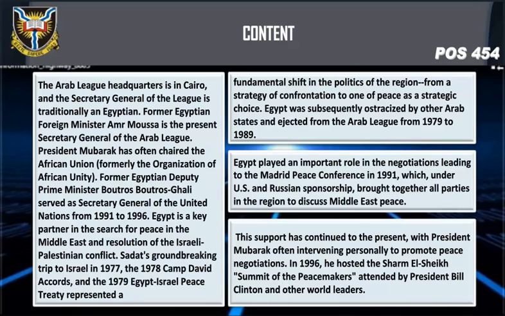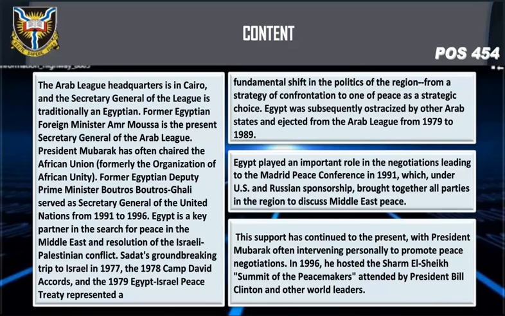President Mubarak has often chaired the African Union, formerly the Organization of African Unity. Former Egyptian Deputy Prime Minister Boutros Ghali served as Secretary General of the United Nations from 1991 to 1996. Egypt is a key partner in the search for peace in the Middle East and resolution of the Israeli-Palestinian conflict.